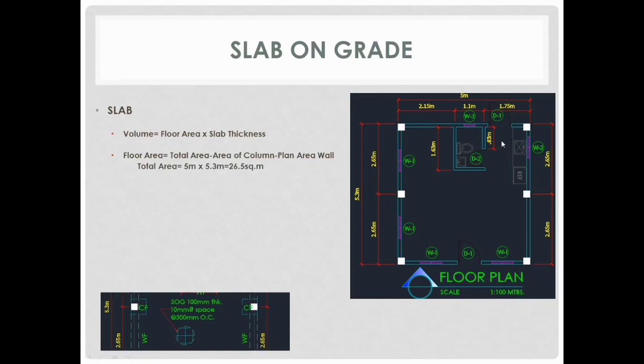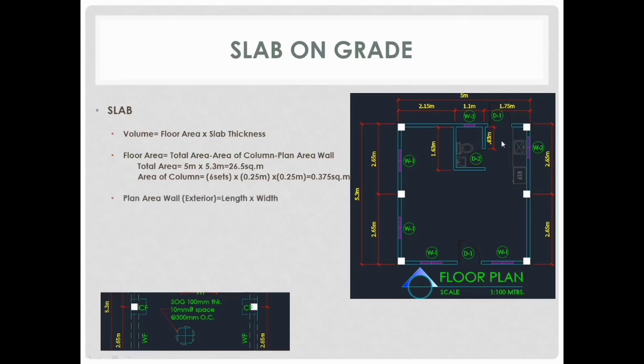5 by 5.3 is equal to 26.5 square meters. And area ng column natin, 6 sets, multiply by 0.25 by 0.25. So, ang area ng columns na kailangan natin i-less is 0.375 square meters.